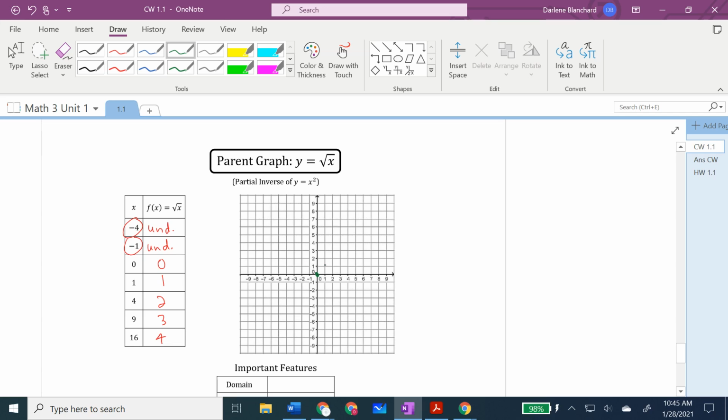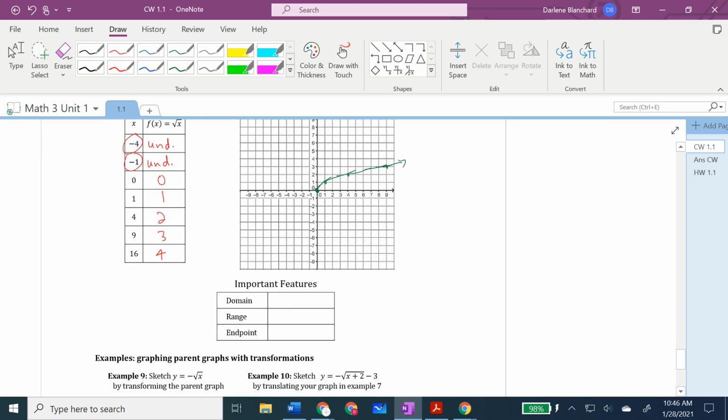So I'm going to plot these points, at least the points that are still on the map. I cannot plot the point 16, 4 on this grid, so I just plot these. And it is a partial inverse of x squared, that's really important to be aware of.